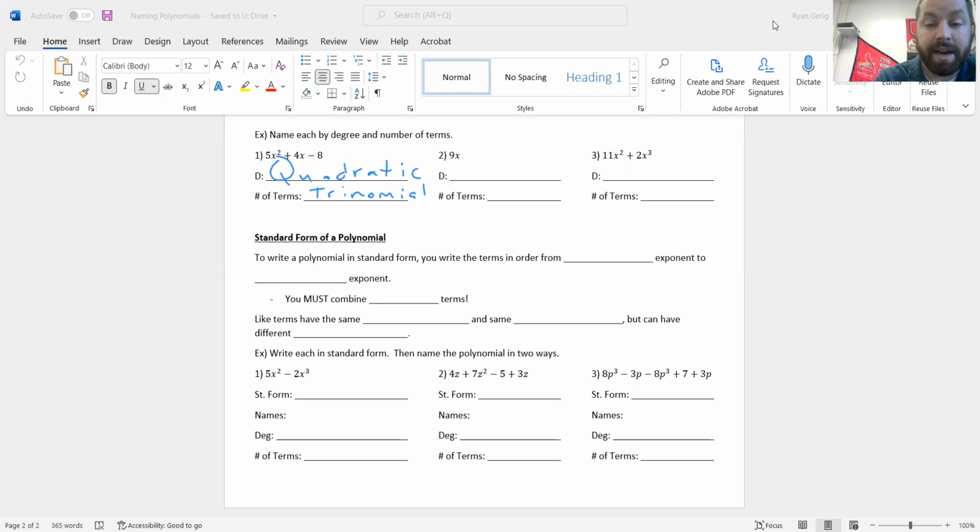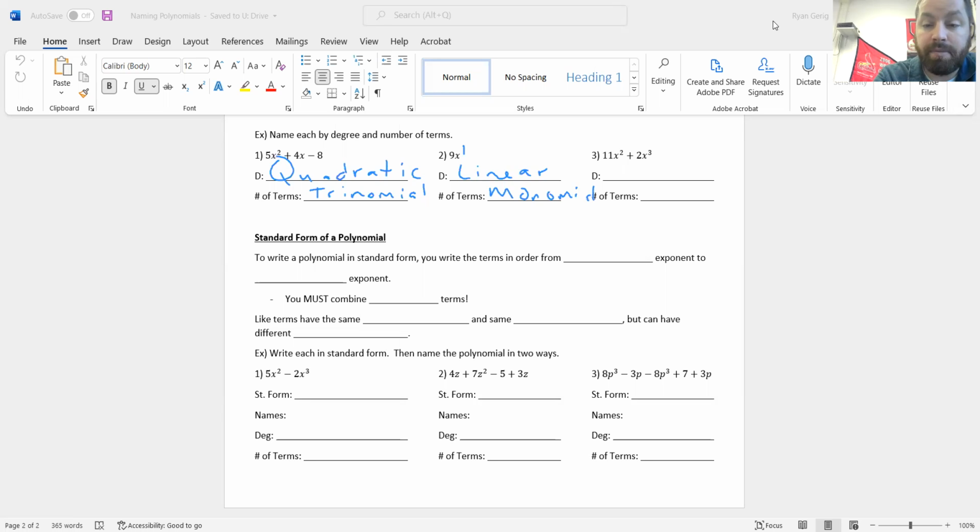Number 2, 9x, the largest exponent on a variable is 1. So this is linear. The number of terms, there's only 1, so this is a monomial. So what you'll hear me say sometimes is, give me a linear monomial. That would be an example of that. Or a quadratic trinomial. That's like number 1.